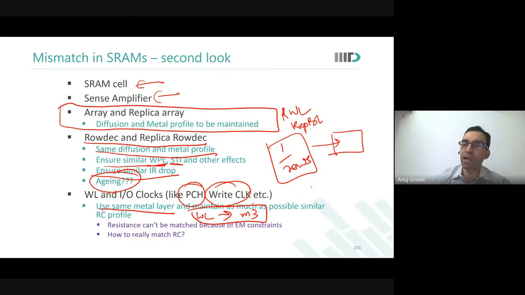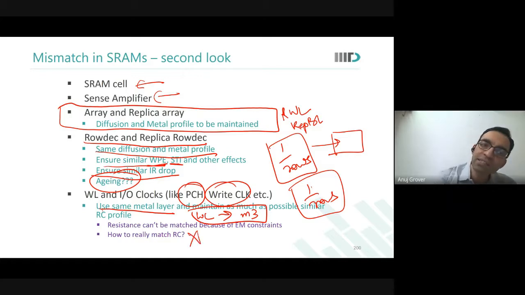Resistance anyways can't be matched because of EM. Word line will be selected 1 by row number of times. But pre-charge and write clock will be selected every cycle. So you have to make them wider because otherwise EM will become an issue. So how do you match the RC? In fact, you will not be able to match the RC. That is why I said in some cuts you will need to keep 6 devices, 6 memory cells, and in others you will keep 8, in some 10, and in some only 4. You will typically not want to keep less than 4 devices.